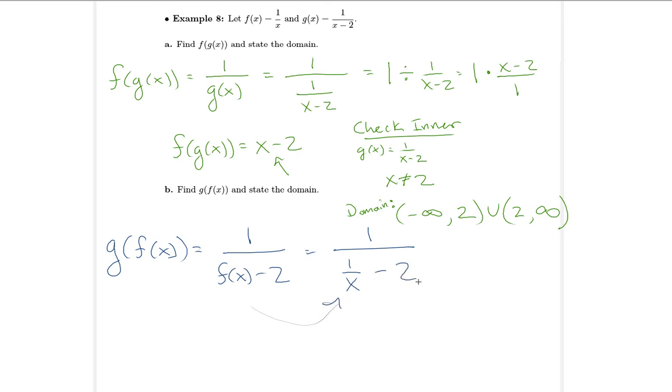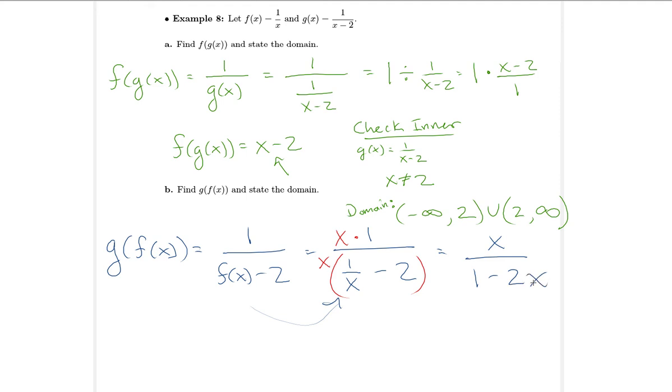And I also don't really want to leave it this way. This isn't simplified. So I can multiply by x down here to get rid of this fraction, as long as I also do that on top. So we have x divided by 1 minus 2x.